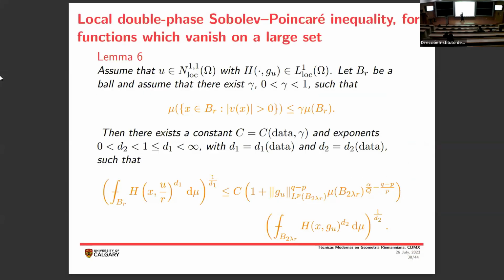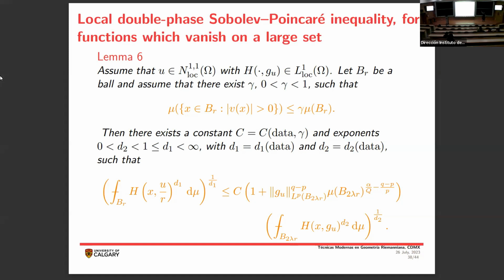Okay, but again, we not only need a local version, we also need a version of the double-phase Poincaré inequalities, but in this case, for functions that vanish outside a large set.